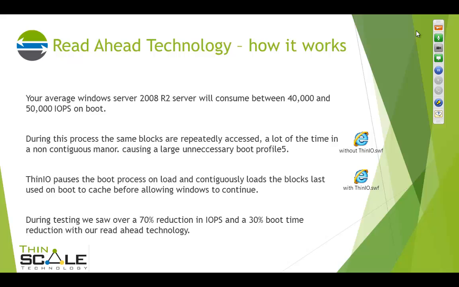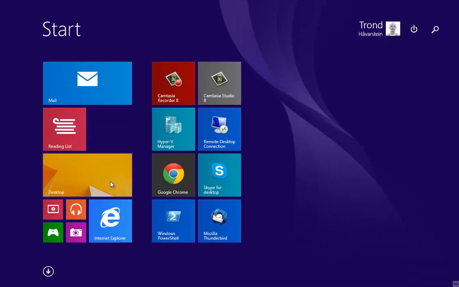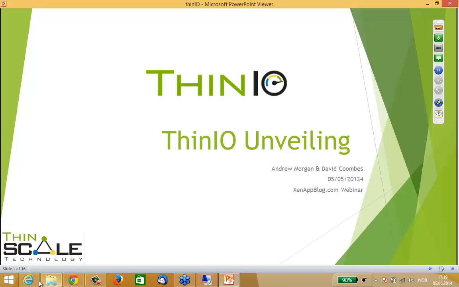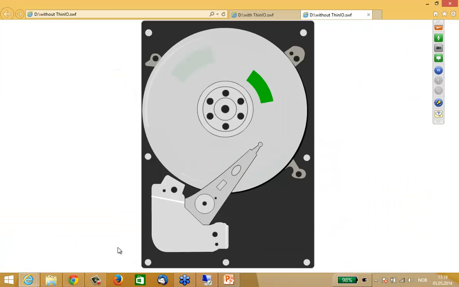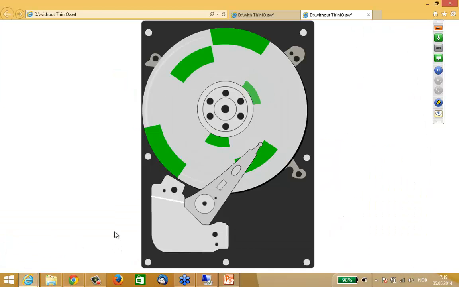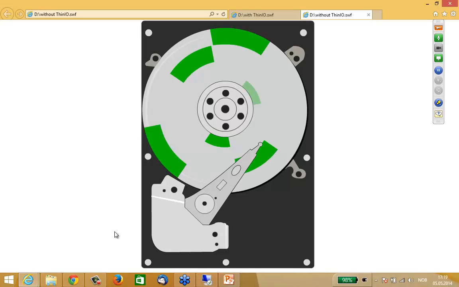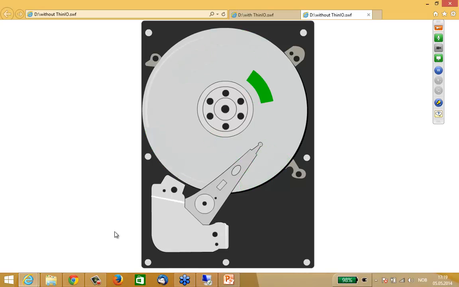So I kind of walked you through this already, but to give you a graphical representation of what happens before and after ThinIO, I got my glorious assistant, my sister, my graphics designer, to throw together a little animation of how this works. What we have here is, on boot, Windows is requesting blocks all over the place, repeatedly the same blocks, and it's not in an optimized or contiguous fashion, giving you this massive amount of I/O on boot.